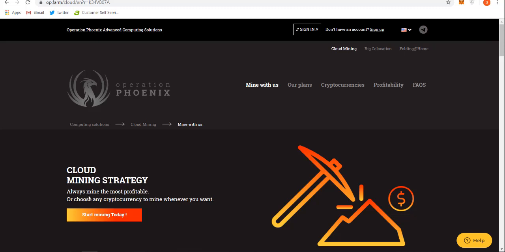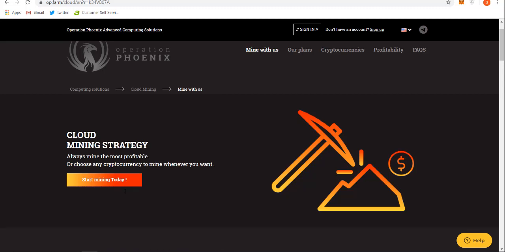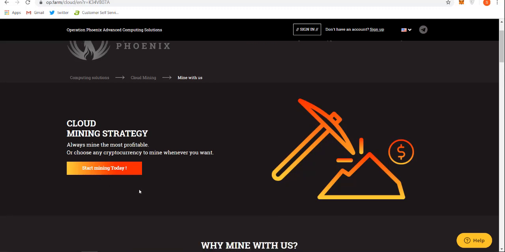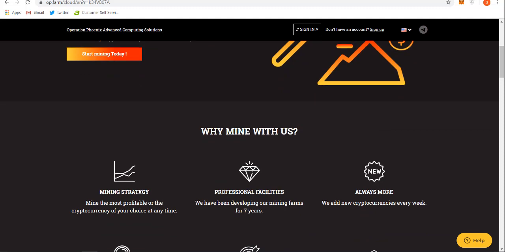Cloud mining strategy: always mine the most profitable, or choose any cryptocurrency to mine whenever you want. Means you will have an option to choose between the most profitable currency, or you can choose whatever currency of your own choice that you want to mine, and you can start mining today. Just sign up your account. The sign up does not require any KYC or anything else. It is an easy sign up through email.